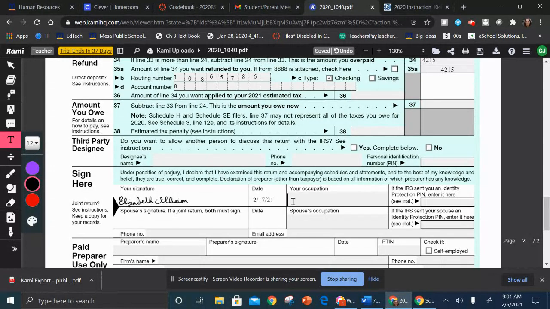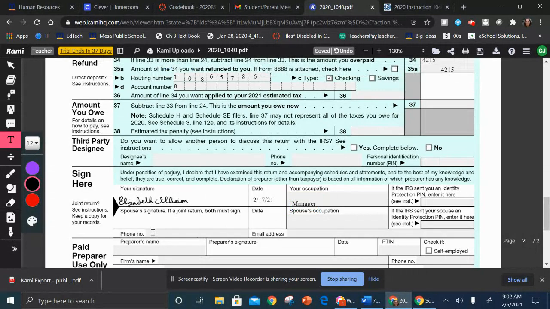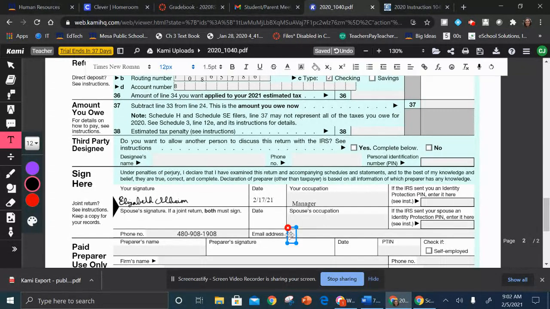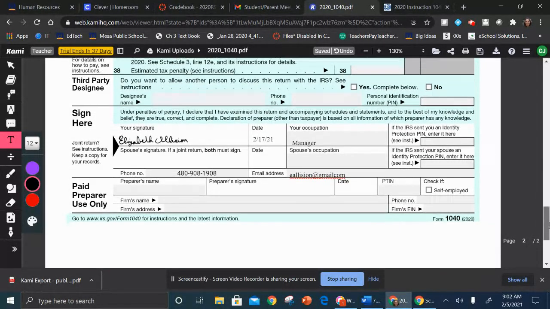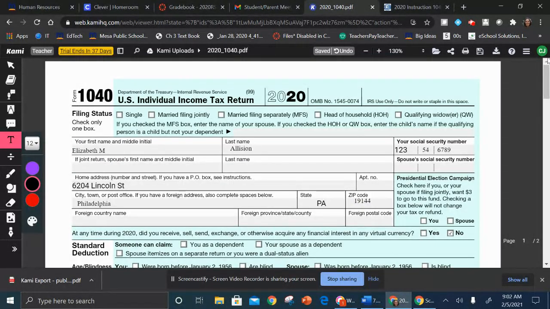Occupation, so she's a manager. Okay. Phone number, everybody, so of course you want to put that in. Okay, and email address. Okay, and this would be, everybody, if anybody helped you prepare it, and that would be the form. Okay, everybody, we got this.